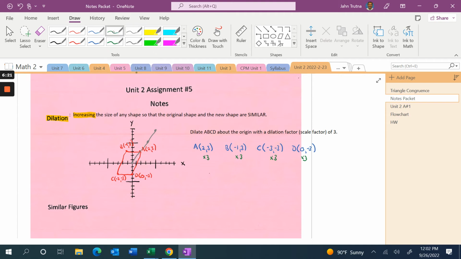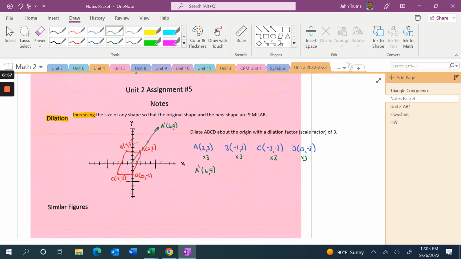Okay, so that changes my new point for A, which I'm going to call A prime, to 2 times 3, 6, and 3 times 3, 9. Then I'm going to plot that point over 6, up 9. I was a little bit off when I was describing it here, so I'm going to stretch that just a little bit further right there. So my A prime point is going to have the coordinates 6 and 9. Okay? And I'm going to do the same.